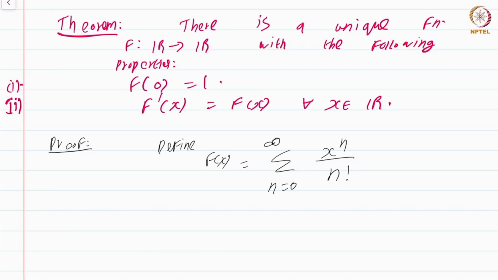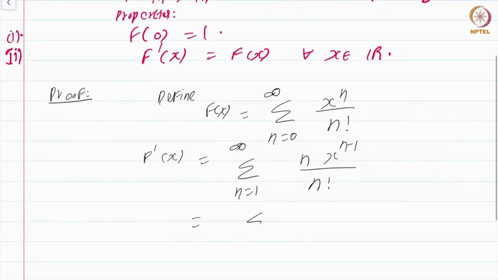Let's compute its derivative. We know that if a power series converges, then in the interval of convergence you can do term by term differentiation. So f prime of x will be the summation n equals 1 to infinity of n x power n minus 1 by n factorial, which you can just see is the summation n equals 0 to infinity of x power n by n factorial. It's also clear that f of 0 is equal to 1. That is trivial to see. So all we have to show is that this function f converges at every point of the real numbers.